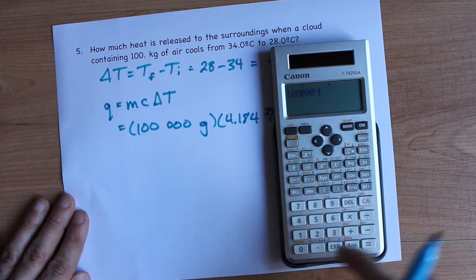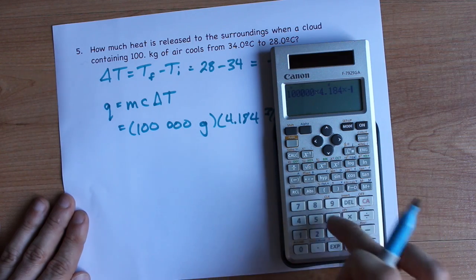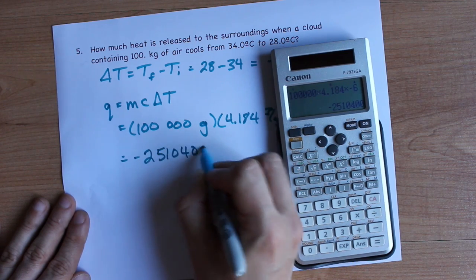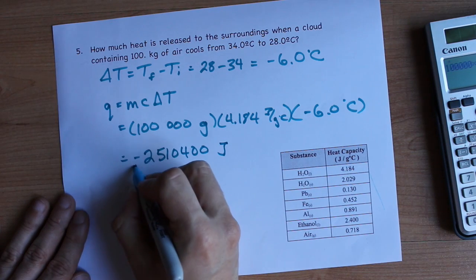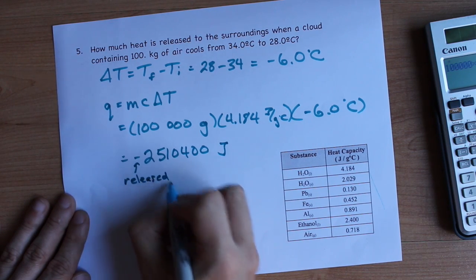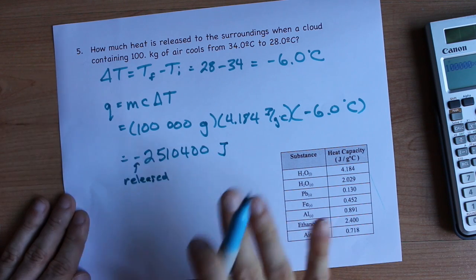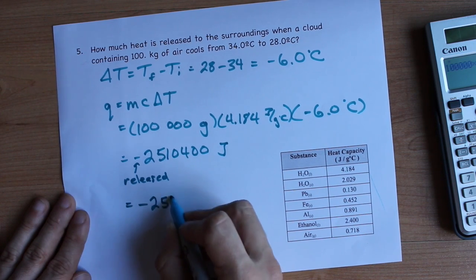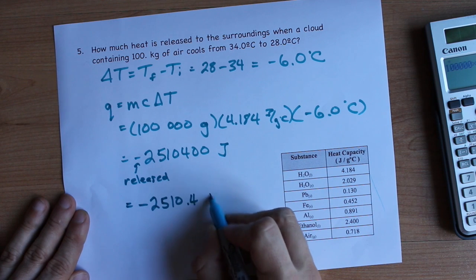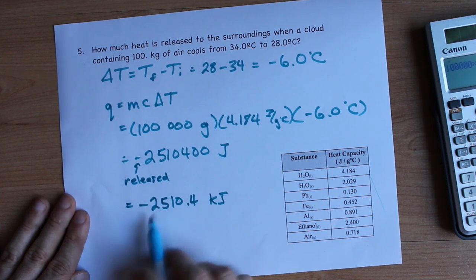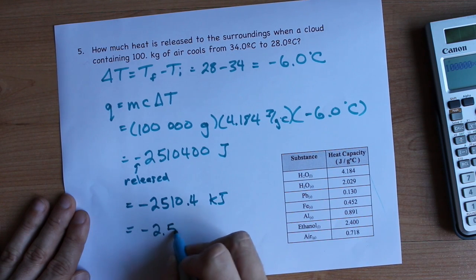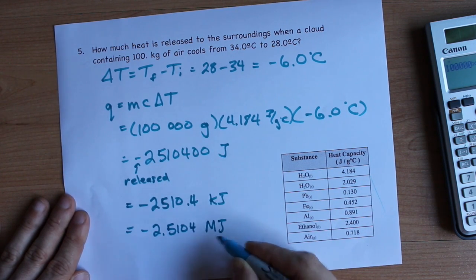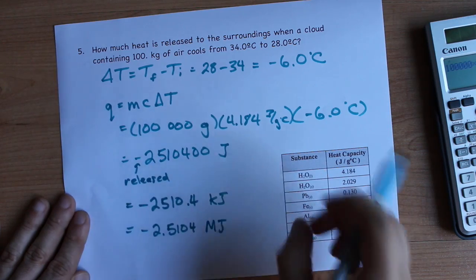100,000 times 4.184 times negative 6 gives me negative 2,510,400 joules. This negative sign means that heat was released instead of being absorbed like they were in the first 4 questions. If I want to convert this to kilojoules, I divide by 1,000. I end up with negative 2,510 kilojoules, and I can actually divide this by 1,000 again if you're into playing with different units. That gives you megajoules. Joules to megajoules is dividing by 1,000,000, or by 1,000 twice.